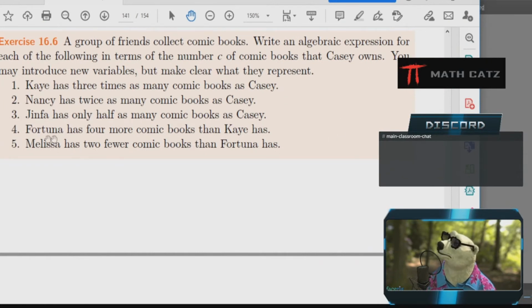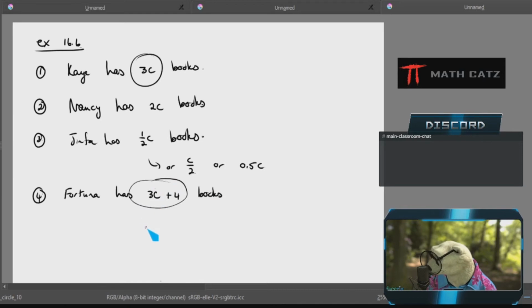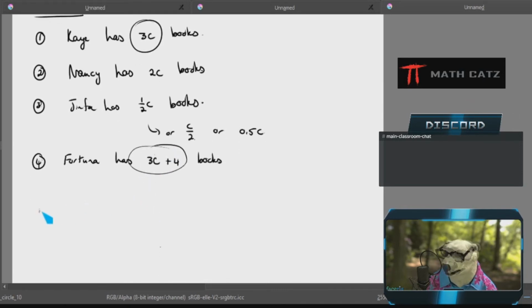Number 4, Fortuna has 4 more comic books than K has. 4 more comic books than K. So let me just start here with her name. 4 more than K. K has 3C, so I have to add 4 to that. And there is my algebraic expression. I think we have one more.